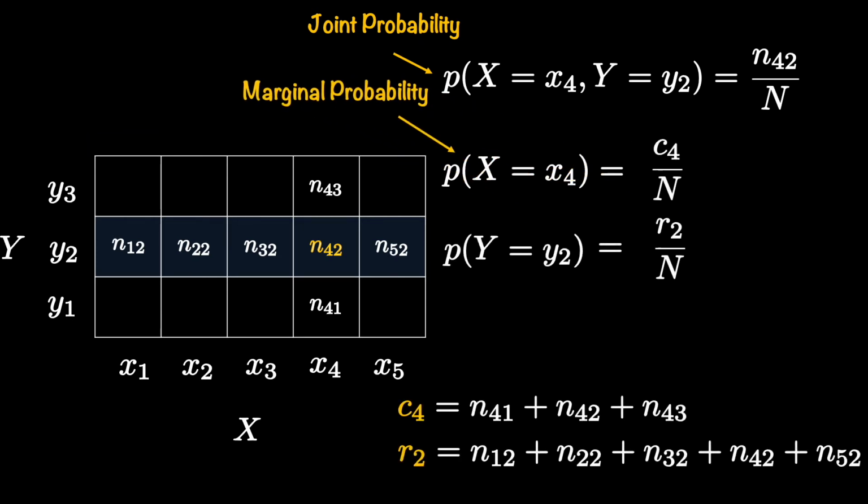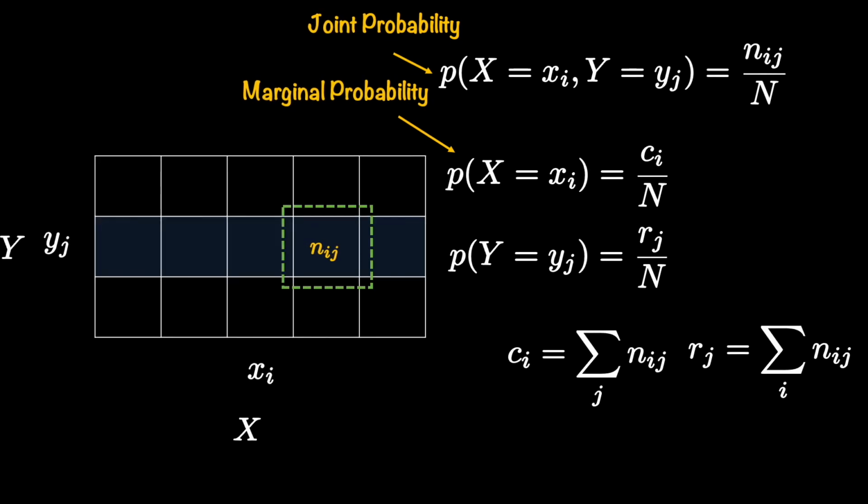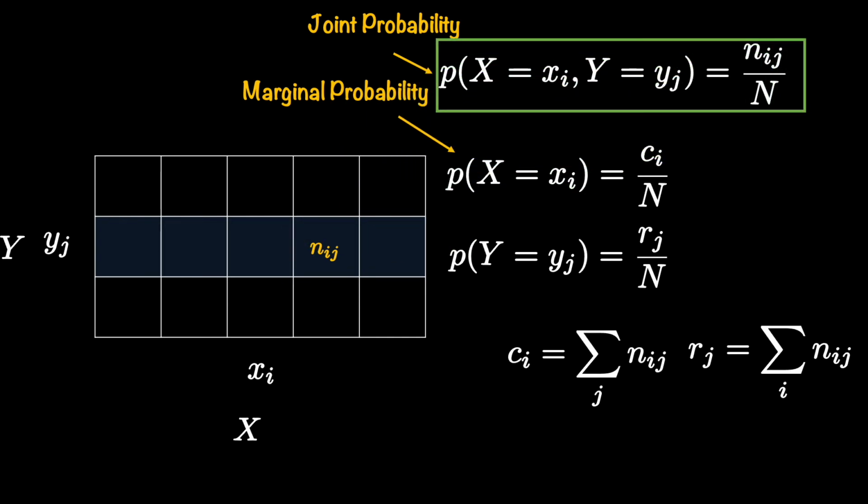Here is another view. Essentially, we are now using the variables C and R, where C is the column and R is the row. This will help us generalize based on the results we have obtained so far for the state x4 and y2. We can say that for marginal probability of x4, we are summing the entries in the column 4, and for the marginal probability of y2, we are summing the entries in row 2. Therefore, we can generalize all this by indexing our states using indices i and j. Note, now we have a more generic formulation of joint probability.